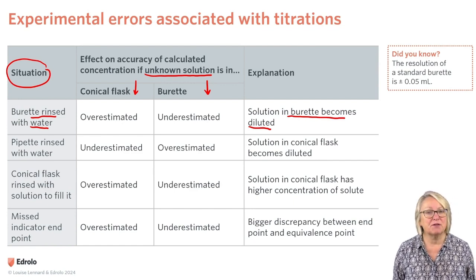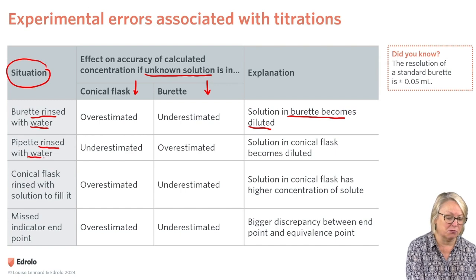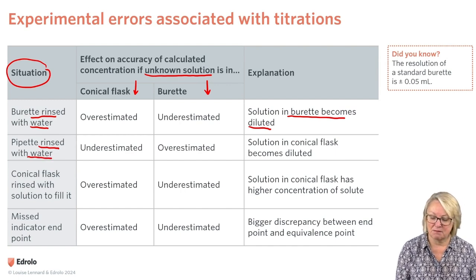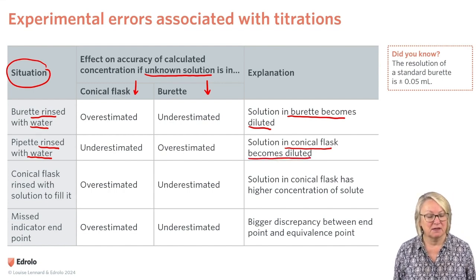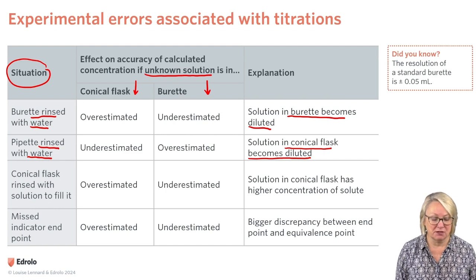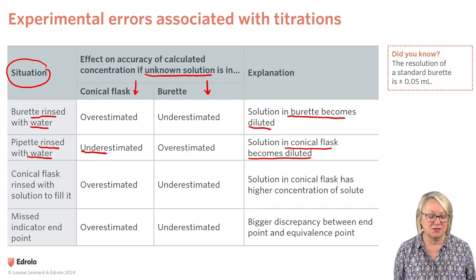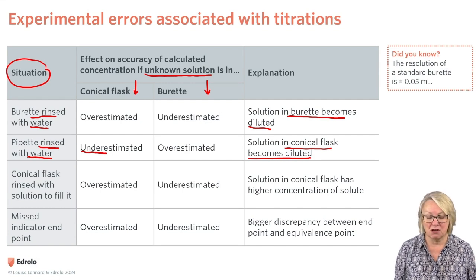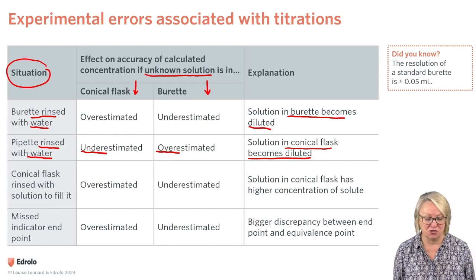The pipette should be rinsed with the solution that goes into it. An error would be to rinse the pipette only with water. Again, that means that the solution in the conical flask becomes diluted because there's water drops there. If the unknown solution is in the conical flask, it will lead to an underestimation of the concentration. If the unknown is in the burette, it will lead to an overestimation of the concentration.